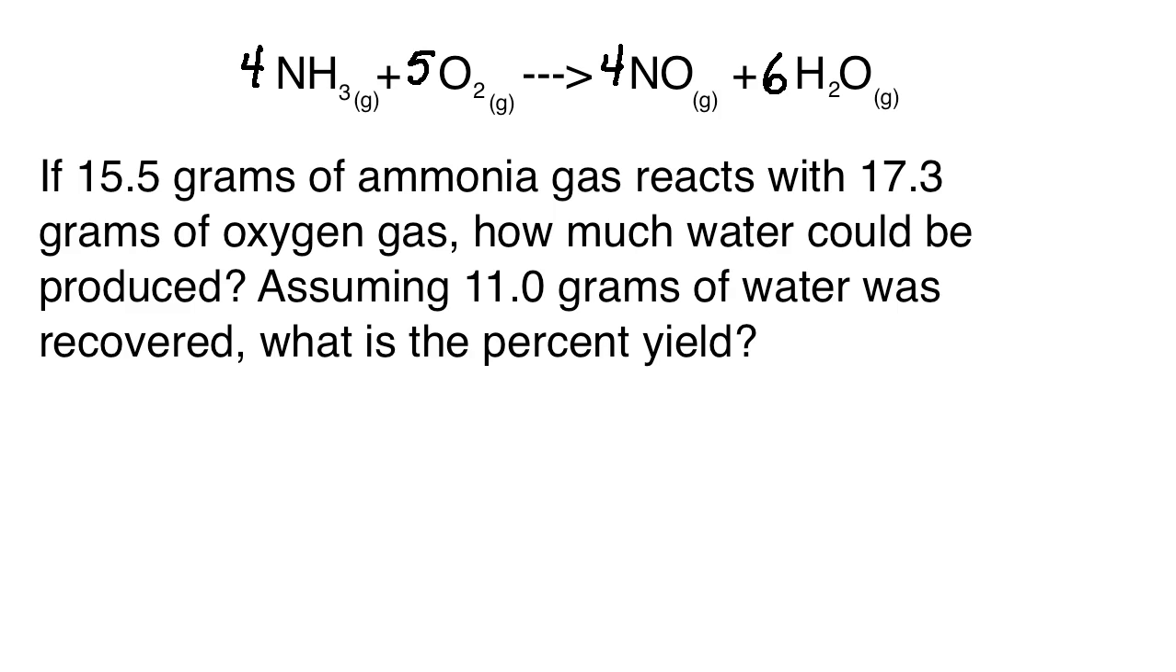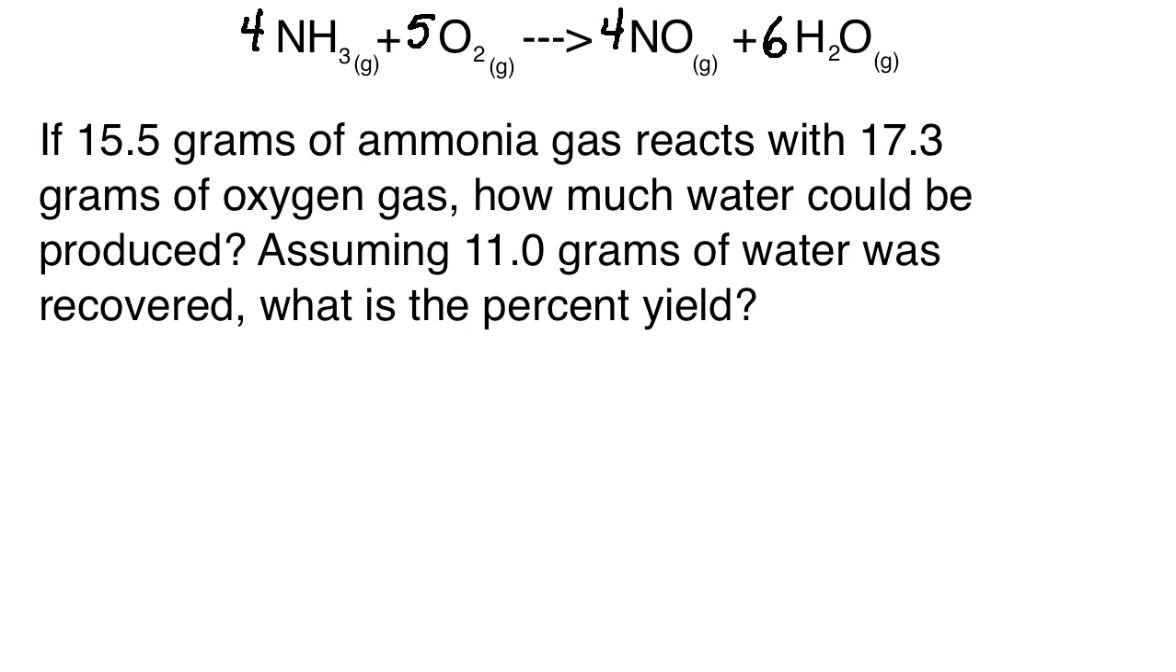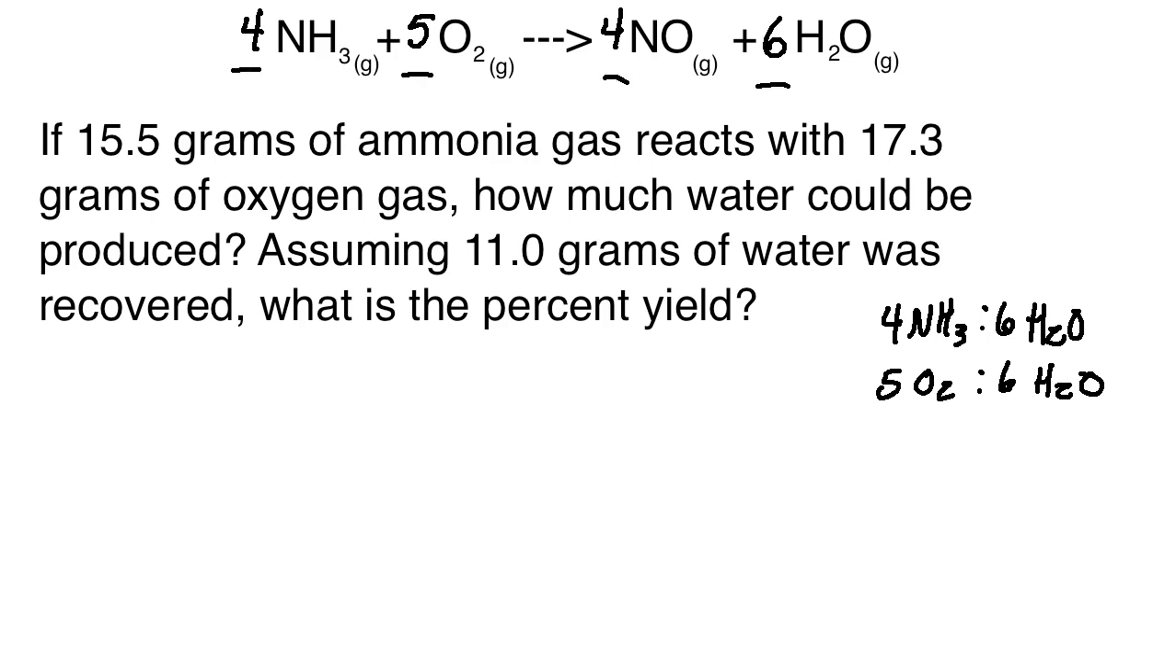All right. So now, if I have 15.5 grams of the ammonia and 17.3 grams of the O2, let's start right off by finding the limiting reactant here. What I'm going to do is note my ratios. I have 4 ammonia to every 6 water, since we're interested in water here. And then I take a look at the other one. I've got 5 moles of O2 to every 6 moles of water. Perfect. These values come from the balanced equation when I'm working on my limiting reactant.